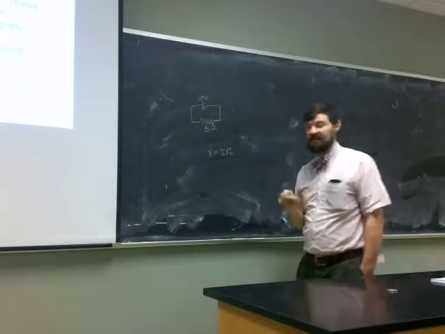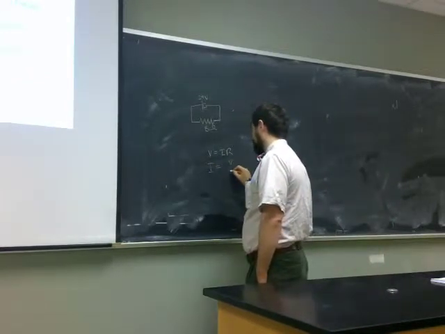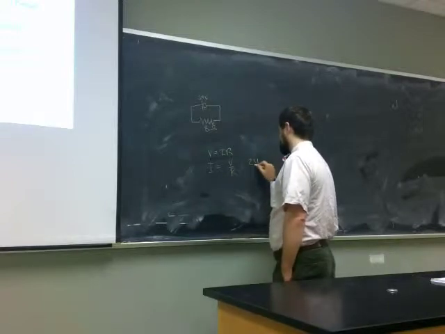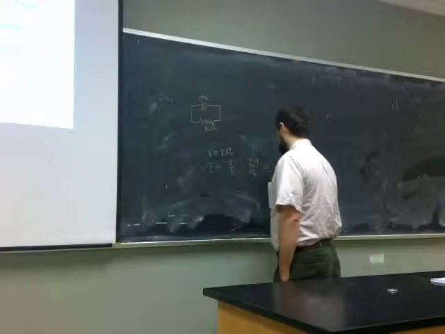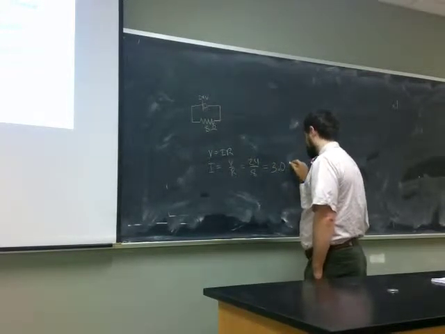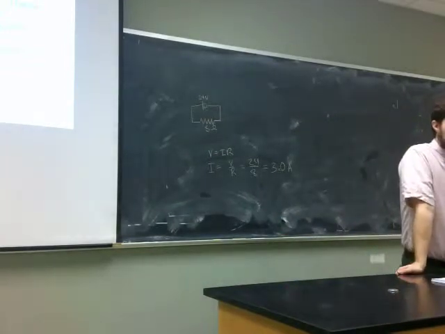We use Ohm's law. The current, therefore, is the voltage divided by the resistance. That's 24 divided by 8. You should be able to figure that one out without using a calculator, which is 3.